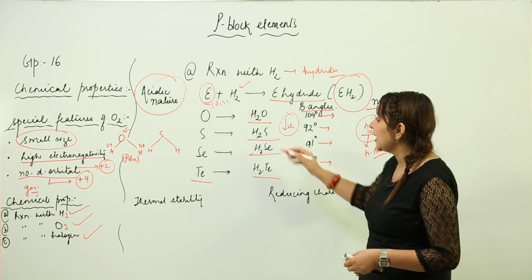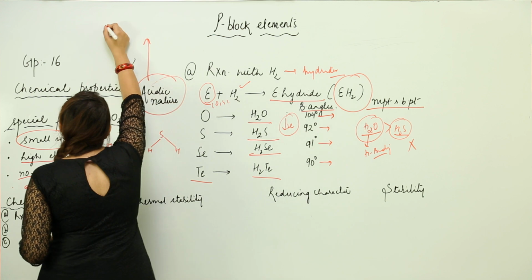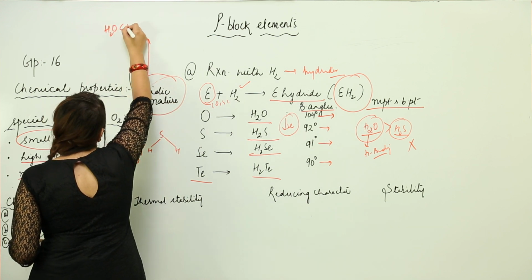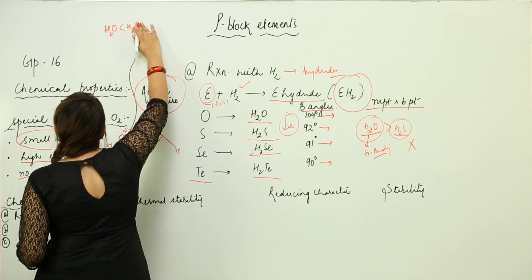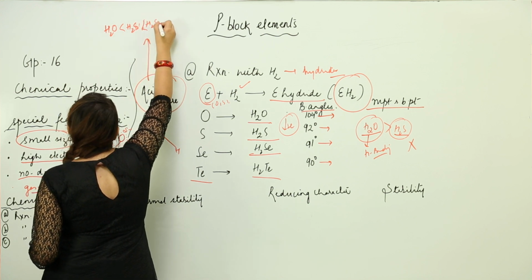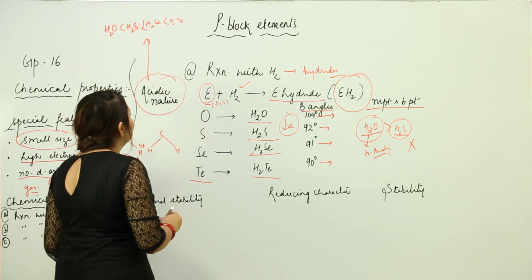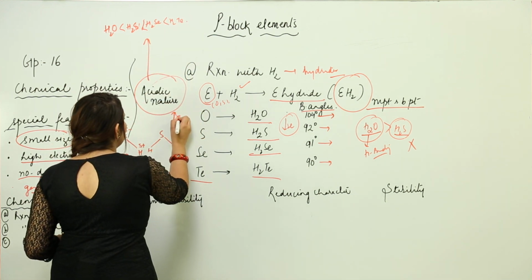So we see that as we move down, first I will write the order for the acidic nature. In this, H2O is least acidic, H2S is more acidic than this, selenium hydride is more, tellurium hydride is more. So likewise, when we are moving down, the acidic character increases down the group.